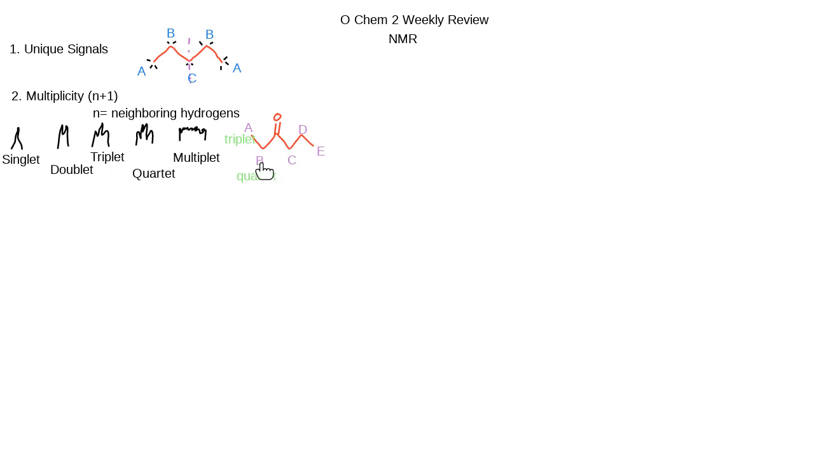And C is similar to B, where it's only neighboring 1 other set, but this time D only has 2 hydrogens because B, C, and D are CH2s, A and E are CH3s because they're methyl groups and they're on the outside. So C's multiplicity would be 2 plus 1, which is a triplet.